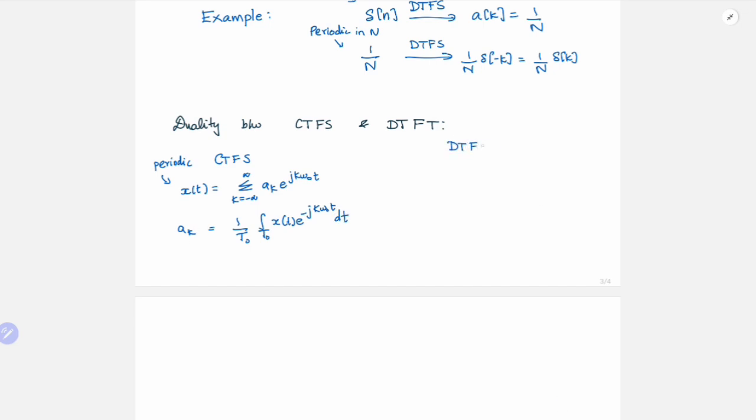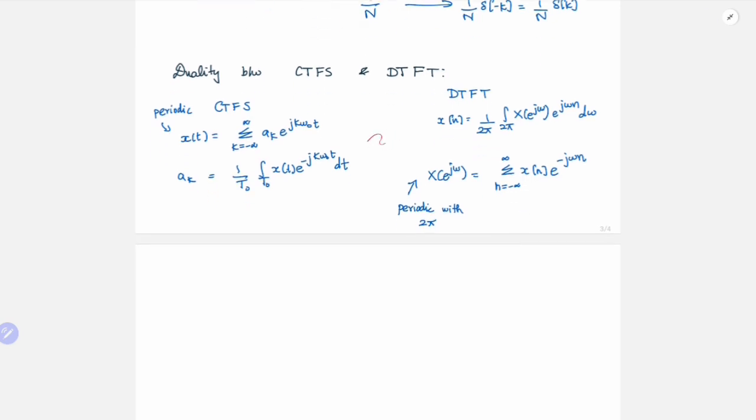Similarly, on the discrete time Fourier transform side, what do you have? You have x[n] equal to 1 over 2π integral over 2π, X(e^(jω)) e^(jωn) dω, and you have your X(e^(jω)) equal to summation, let's say n equal to minus infinity to infinity, x[n] e^(-jωn). And again, your X(e^(jω)) is periodic. And what is the period? Periodic with 2π.